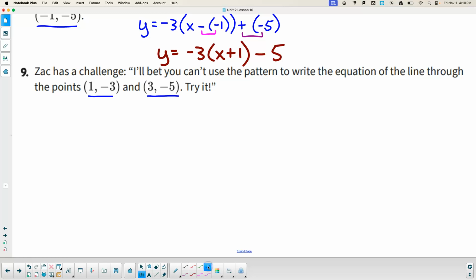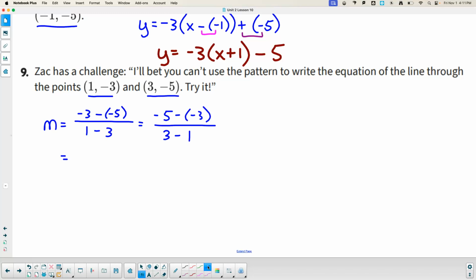So first things first, got to find my slope. M is the symbol for slope, FYI. -3 minus -5 all over 1 minus 3. Or we could have also done -5 minus -3 all over 3 minus 1. In either case there we get 2 over -2, or we get -2 over 2, but either way that reduces down to a slope of -1.